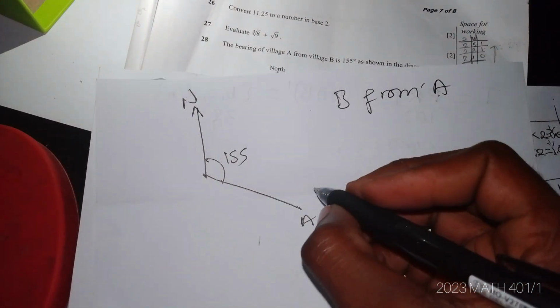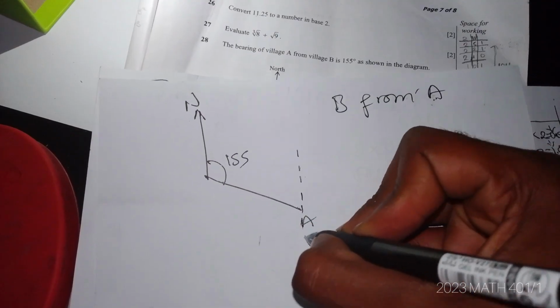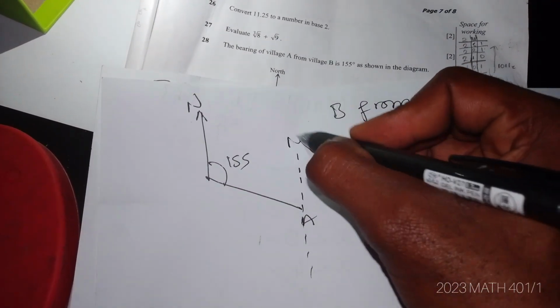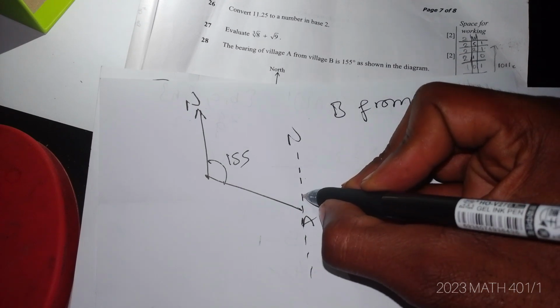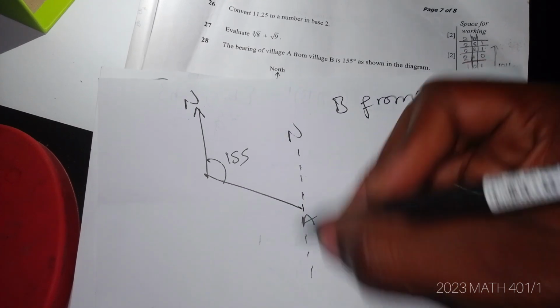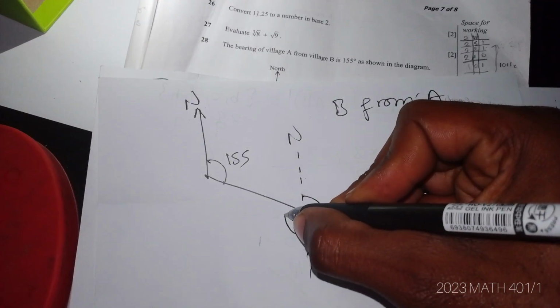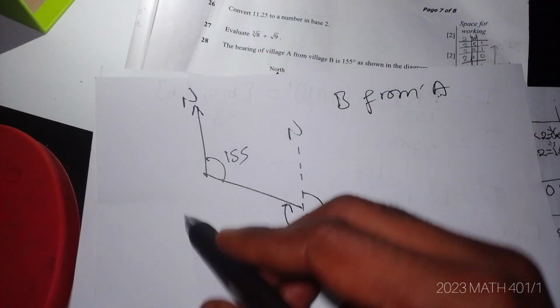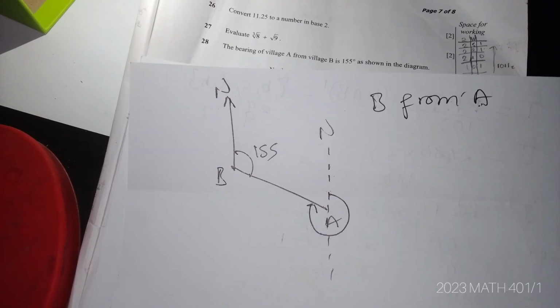So I'll go to A, and then I'll draw a north line which is parallel to this, and then after that I'll draw an arc starting from the north line, which is my imaginary north line, going in the clockwise direction all the way to my B. This is my B. So now my job is to find this angle. How do I find it?